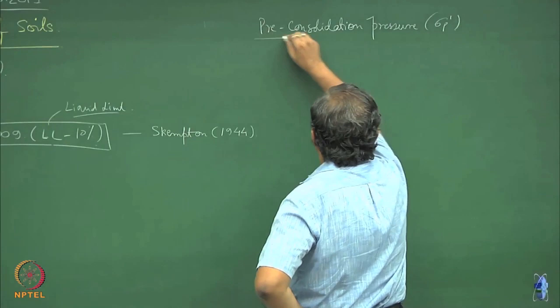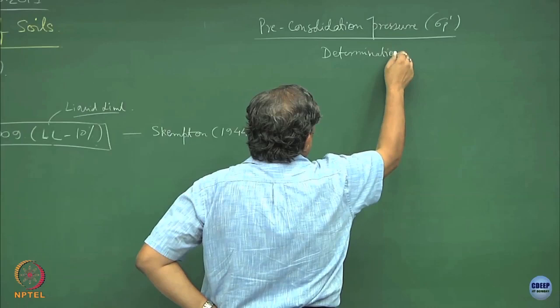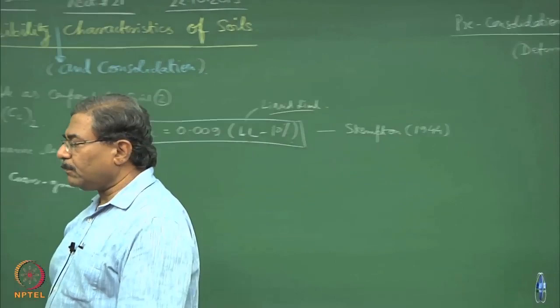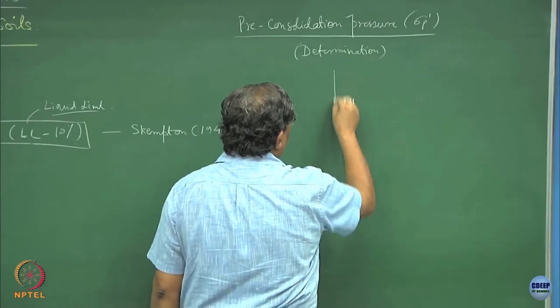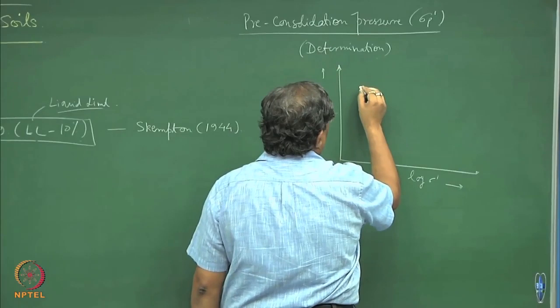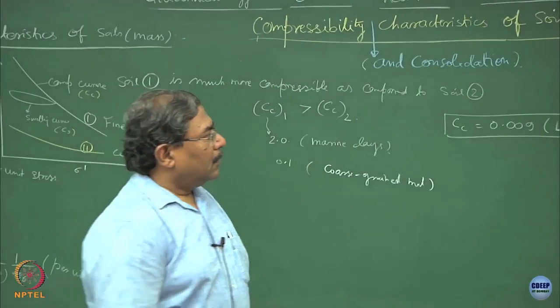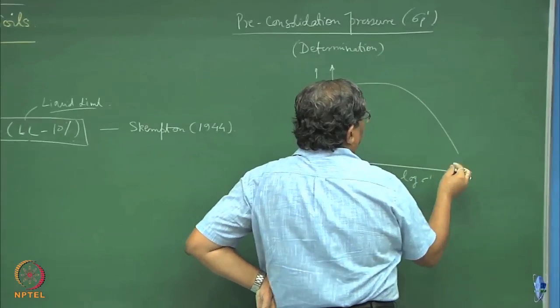So, suppose I want to determine this. If I take a sample from the field and conduct this test on it, what I will get is a relationship where the initial portion is almost horizontal, followed by a rapid drop in the e versus log sigma curve. This is what you get if you take a sample from the field.